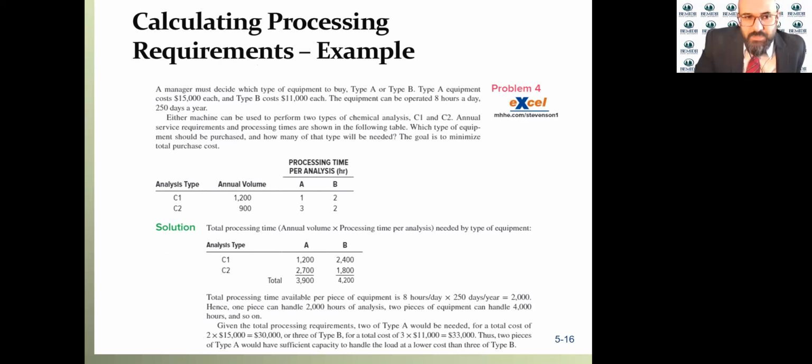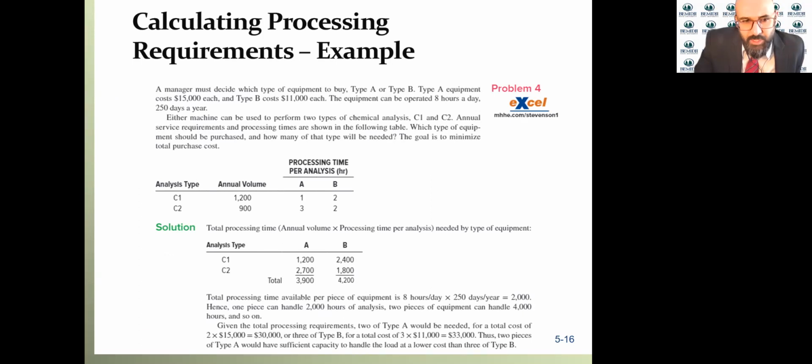Type A equipment costs $15,000 each, and type B costs $11,000 each. The equipment can be operated 8 hours a day, 250 days a year. Either machine can be used to perform two types of chemicals, C1 or C2. Annual service requirement and processing time are shown in the following table.